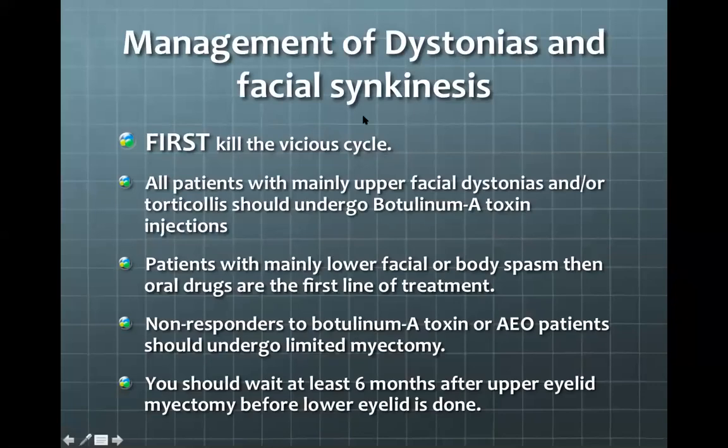As the management is almost the same for all, we'll discuss it once. Always remember first to kill the vicious cycle. As we said, the patient will go into a vicious cycle where the afferent causes hyperexcitability, which we call contraction, and the contracture would be an afferent for more contraction. So we try to remove all the triggers that may keep the cycle going on.